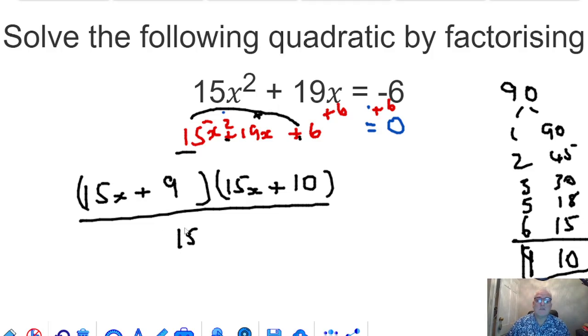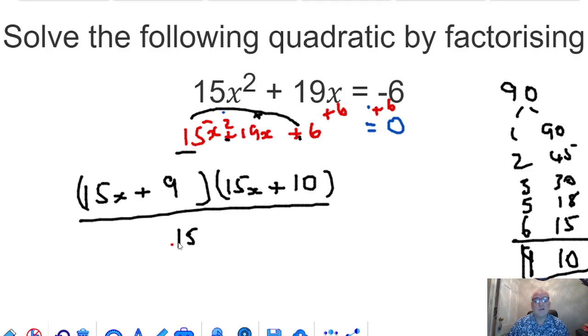Okay, so 15 doesn't go into either side, it doesn't go into the 9, it doesn't go into the 10. Okay, so we've got to start thinking, well, if it doesn't go into it, what does go into this? Let's think, well, if I divide this through by 5, I can divide one bracket by 5.